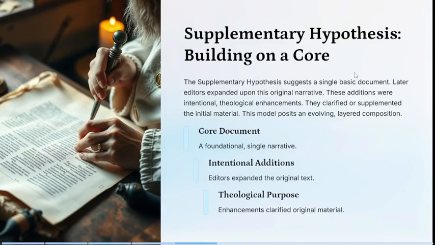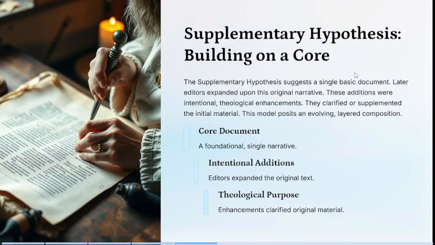Okay, the supplementary hypothesis offers another perspective on the Pentateuch's composition, because this hypothesis suggests that one of the primary sources, which is considered to be the J or P source, served as a foundational document which was then supplemented by additional material from other sources. So these supplements could include new narratives, laws, or theological reflection that expanded upon the original documents over time, and these supplements were integrated into the text, contributing to the Pentateuch's final form.